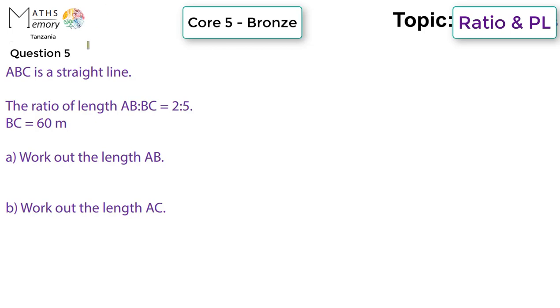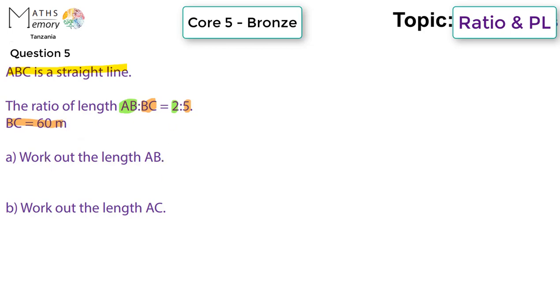Now this question, it says ABC is a straight line. The ratio of length AB, let's call this a different color perhaps, let's call it green, AB, to BC is 2 to 5. So AB represents 2 units. Let's say BC represents 5 units. BC, okay, this BC over here is 60 meters. Work out the length of AB.